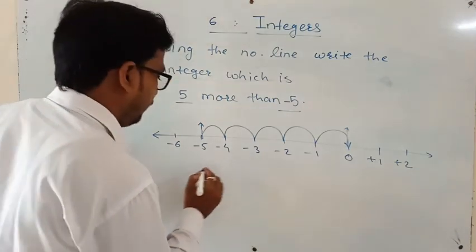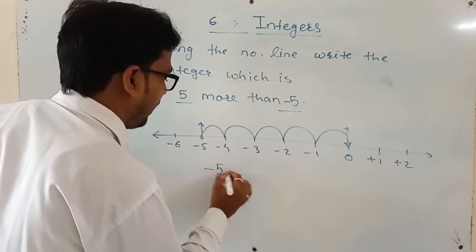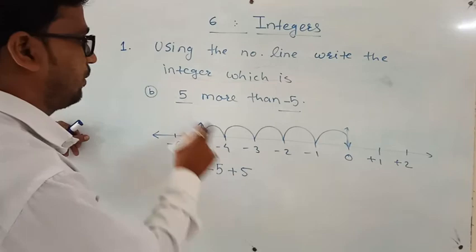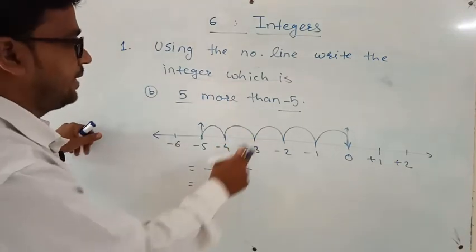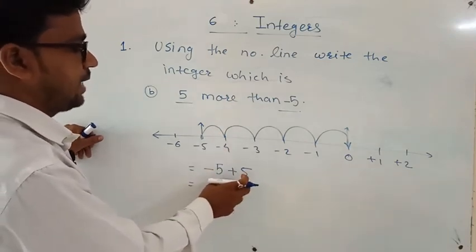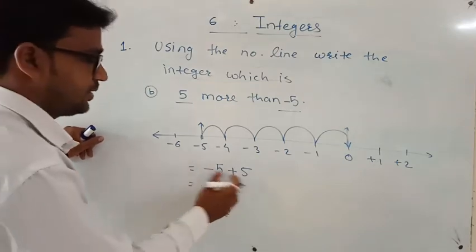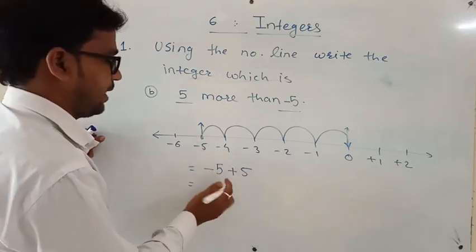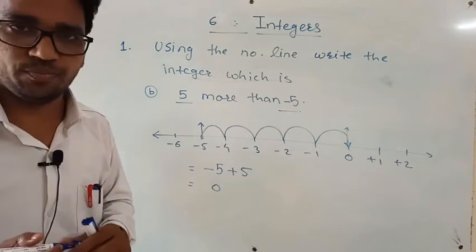So if we write this in a numerical method, then it will be negative 5 plus 5, because 5 more is there. So 5 more means we added the 5 to the negative 5. Okay, so whenever the sum is like this, negative 5 plus 5, it is an additive inverse. So the sum of additive inverses is 0. So 5 and negative 5 is 0. So the answer will be 0.